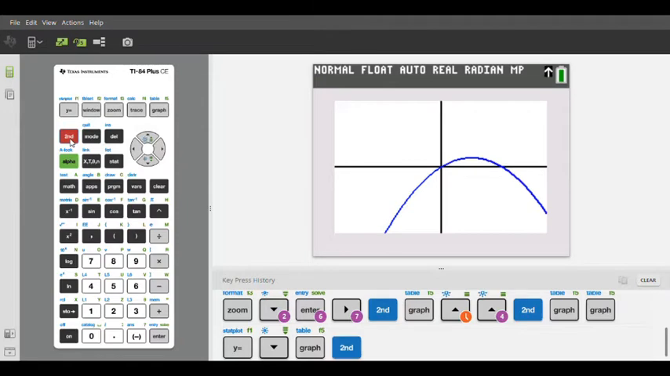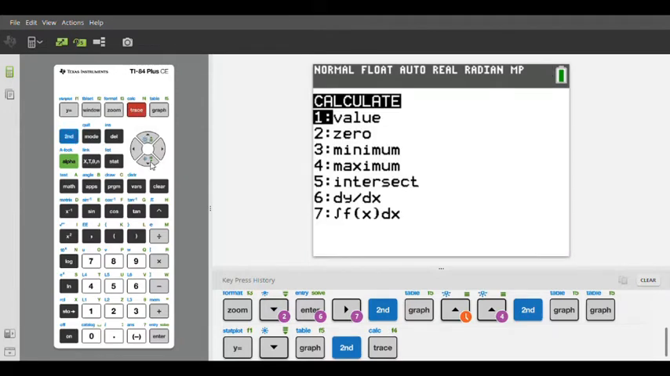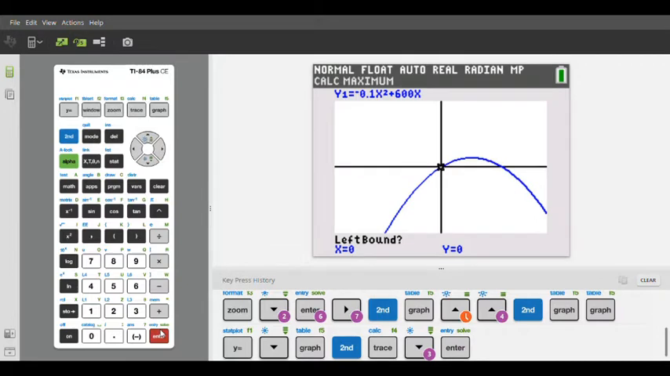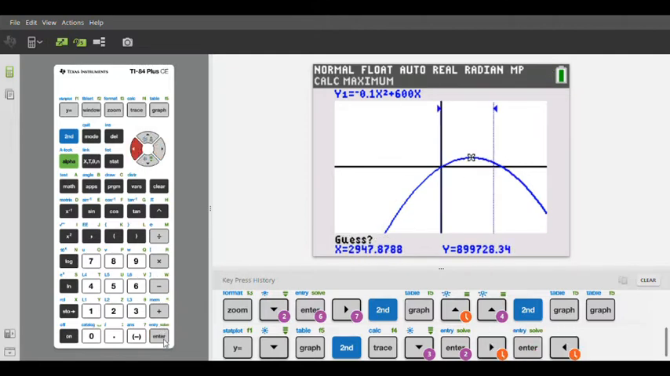How do you do it? All you have to do is second calc. You see you have a maximum here. Your maximum is going to be your vertex, and the x value of your maximum is going to be your line of symmetry. So I'm finding a maximum here. I'll go left of the peak, which is right where it started. I'll go right of the peak, and then I'll guess where the peak is, or where the max is.